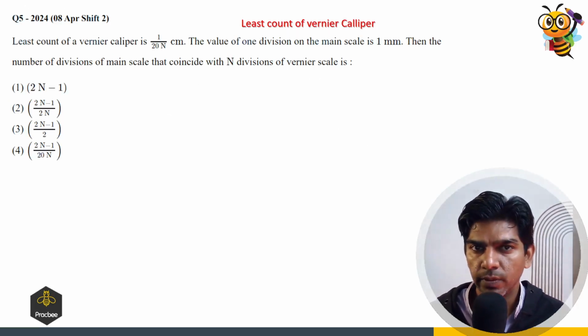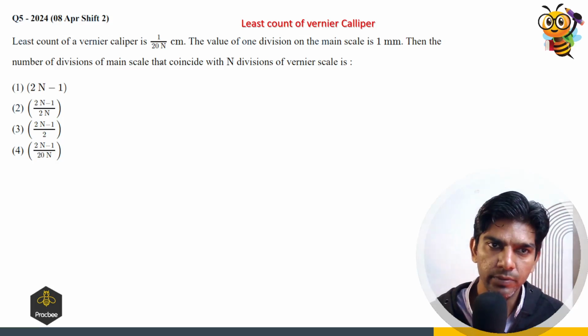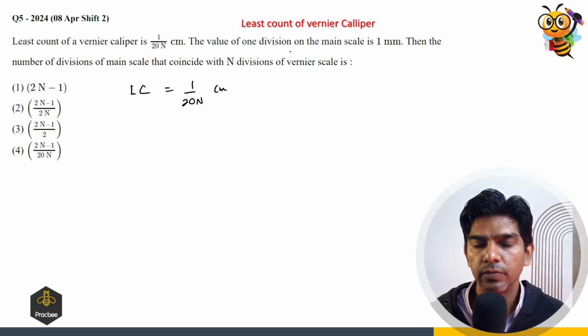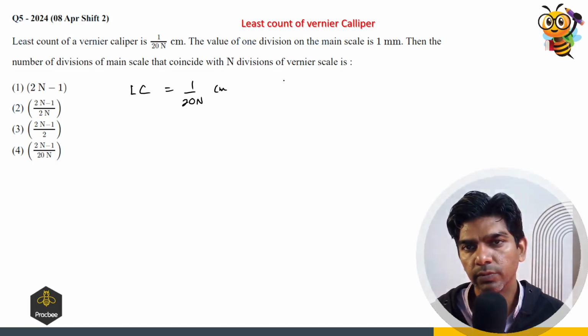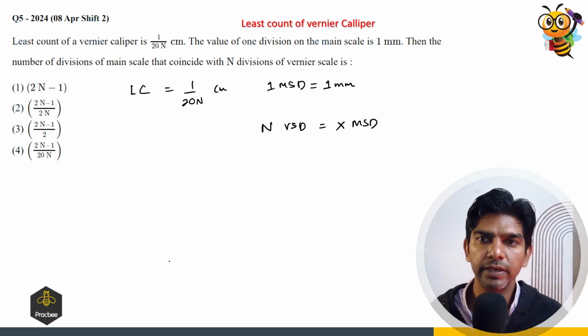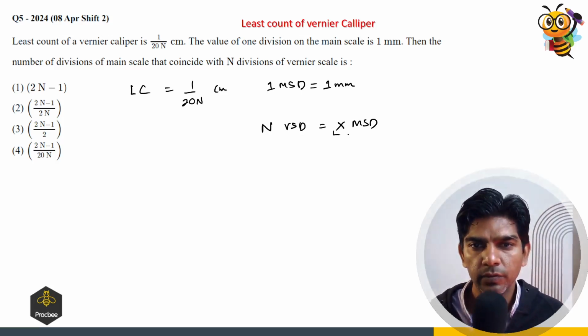Another question based on least count. The least count of the Vernier caliper is 1 by 20 n centimeter. So the least count is given as 1 by 20 n centimeter. The value of one division on the main scale is 1 millimeter. So one main scale division is 1 millimeter. Then find the number of divisions of the main scale that coincide with n divisions of the Vernier scale. So n Vernier scale divisions, let us say, equal x main scale divisions, right? So this x we have to calculate.